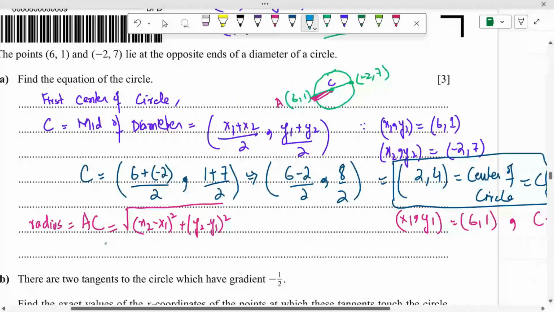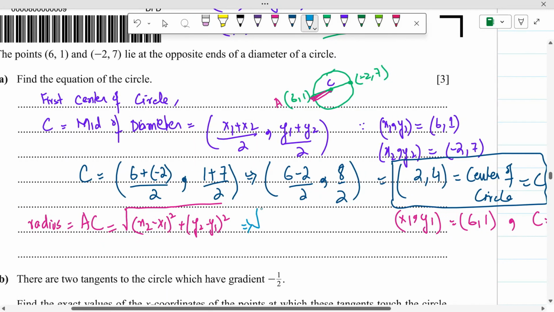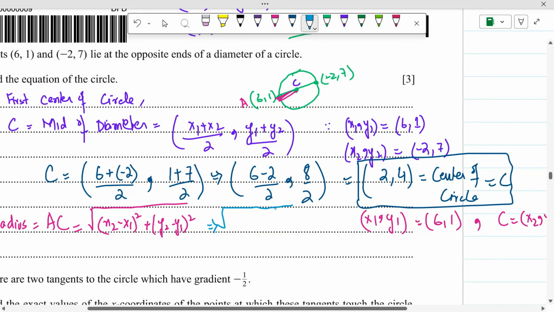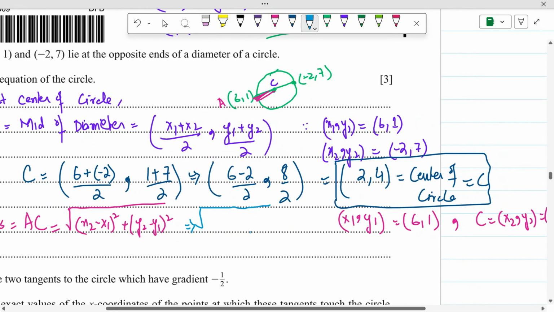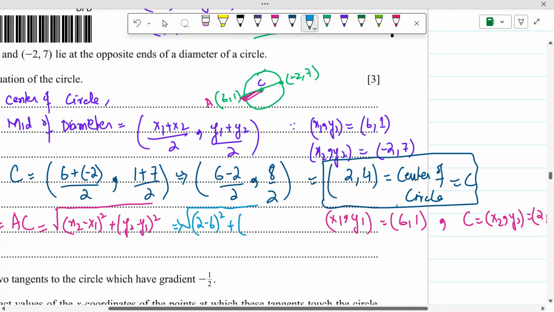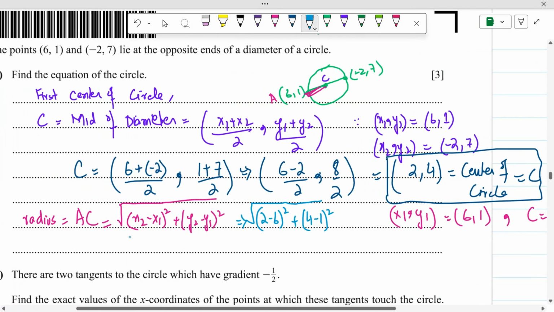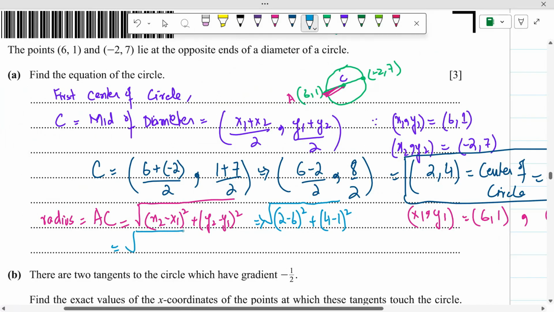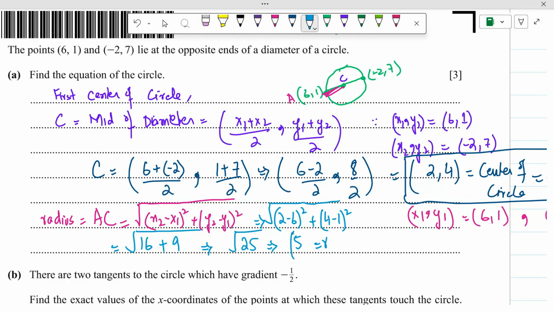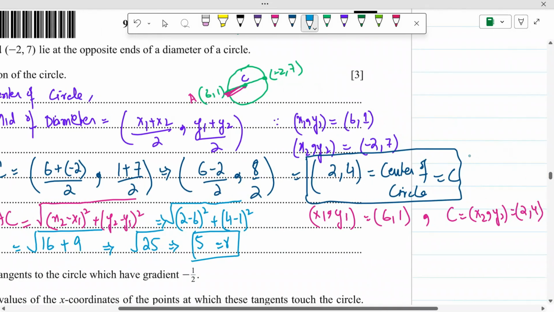Plugging in these values, we will have the square root of (x2 - x1) meaning (2 - 6) squared plus (y2 - y1) meaning (4 - 1) squared. This is equal to (-4) squared, which is 16, plus 3 squared, which is 9. So this is equal to the square root of 25, which is 5, the radius. So we have the radius and we have the center.